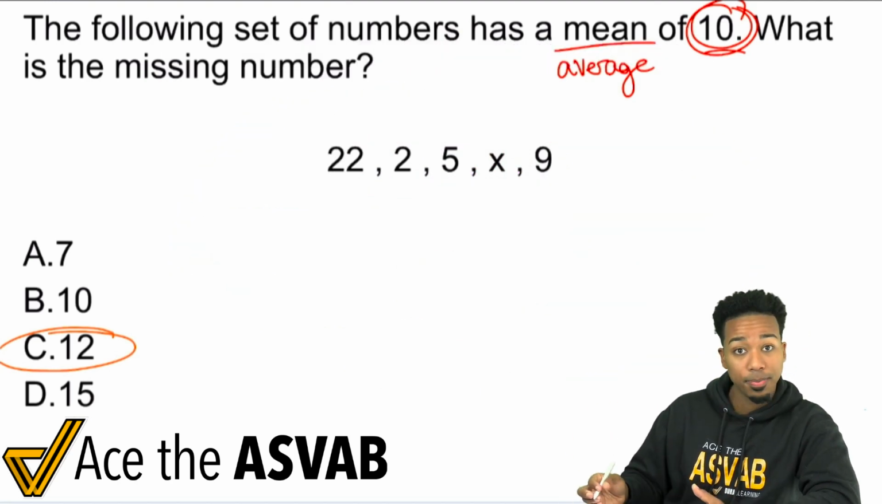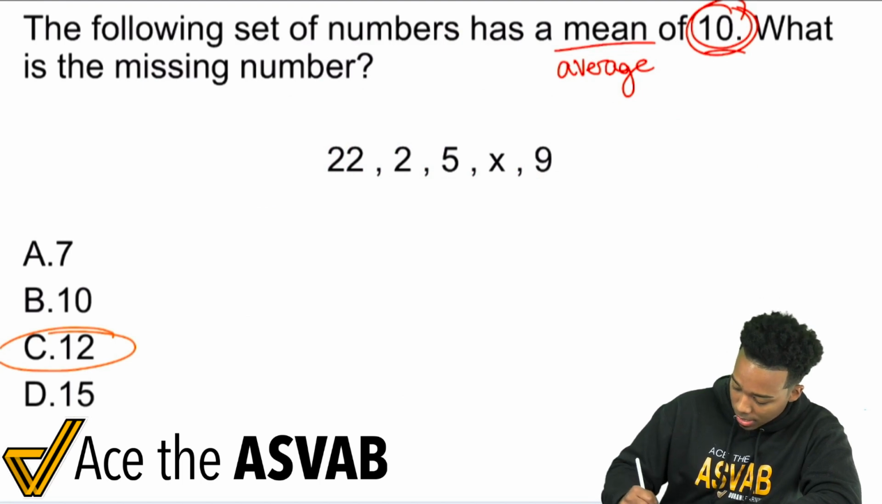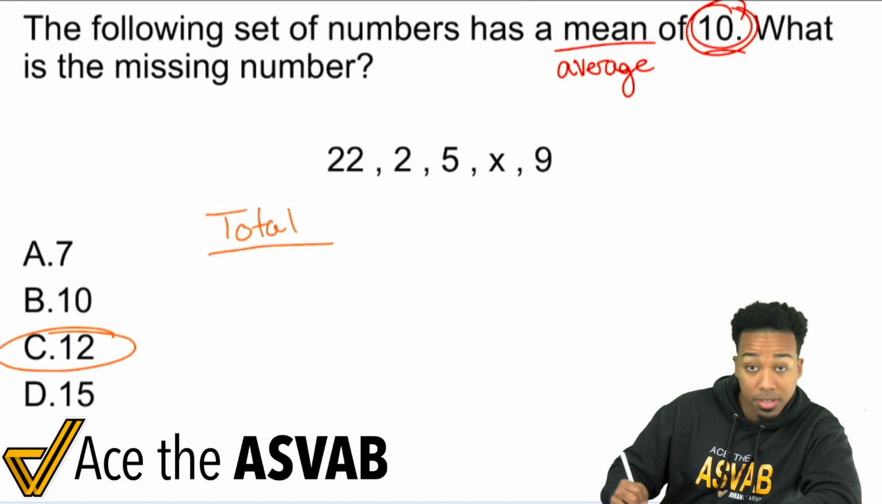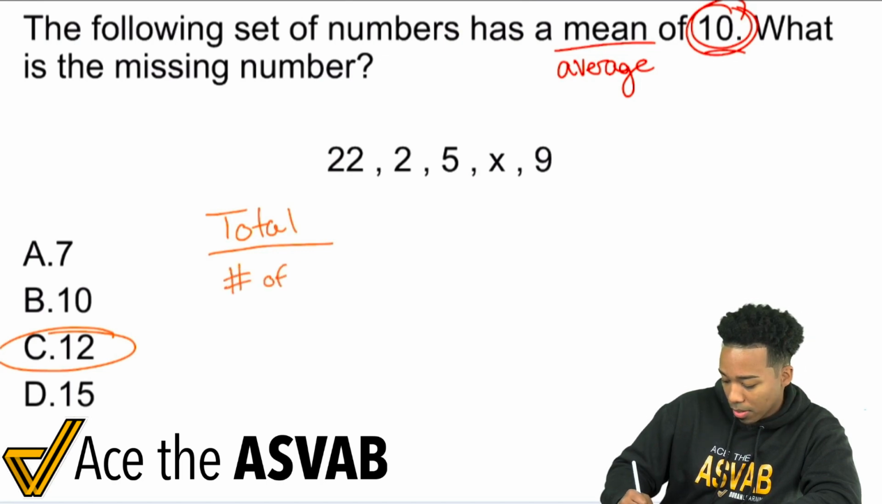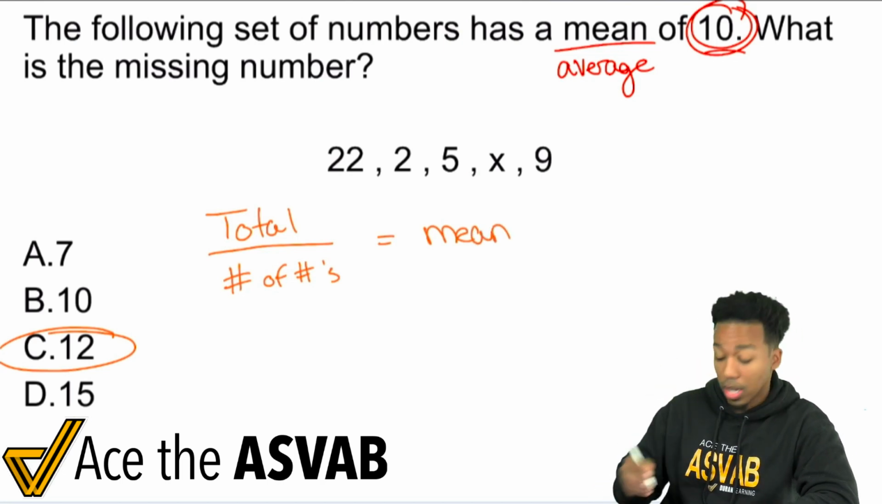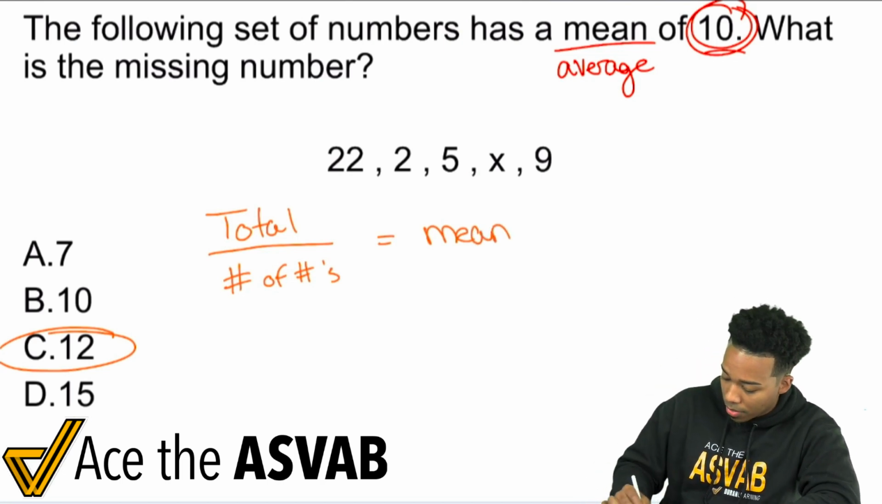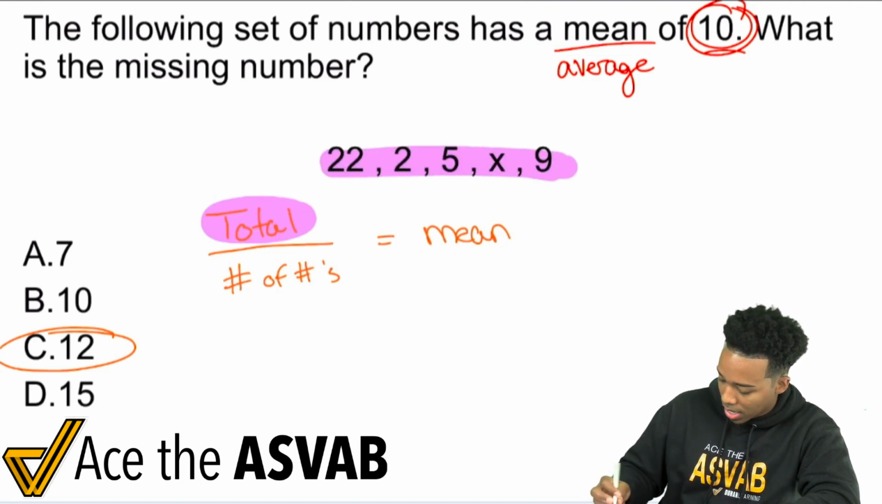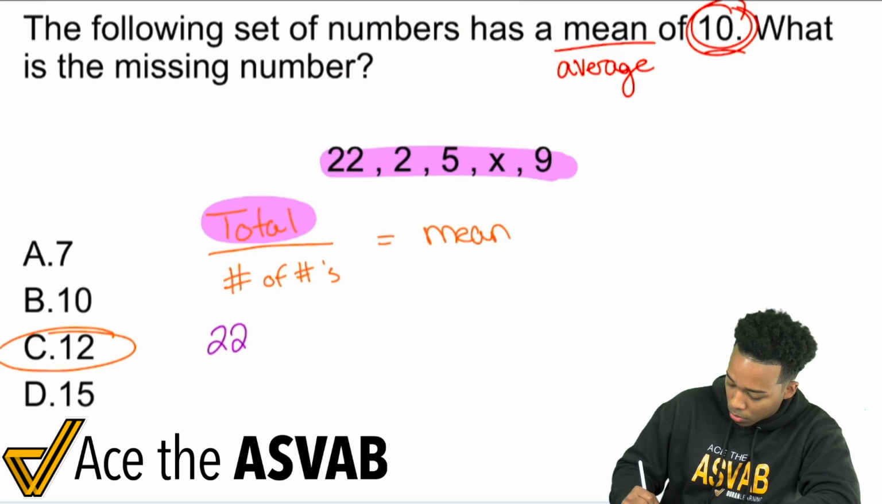Here's the other way. The formula for the mean is this. Basically, add up all the numbers and then divide by the number of numbers, and that's going to equal your mean. So if you wanted to do this formally, here's how you would do it. You're going to go ahead for the total here. You're going to add all of these up. So let's go ahead and do that there. You'll have 22 plus 2 plus 5 plus x plus 9.